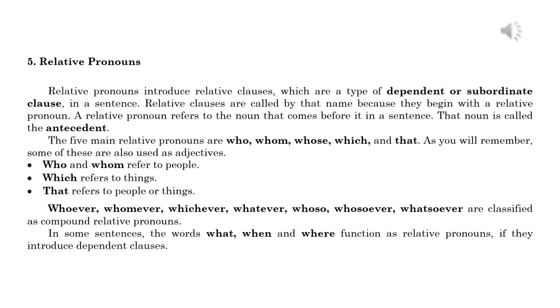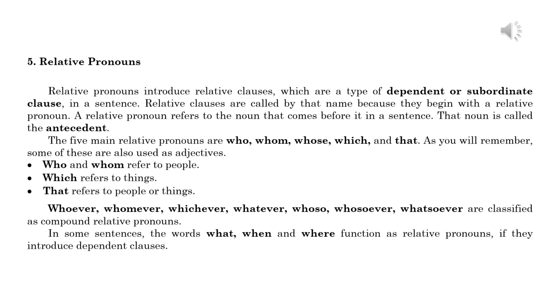Five, relative pronouns. Relative pronouns introduce relative clauses, which are a type of dependent or subordinate clause in a sentence. Relative clauses are called by that name because they begin with a relative pronoun. A relative pronoun refers to the noun that comes before it in a sentence. That noun is called the antecedent. The five main relative pronouns are who, whom, whose, which, and that.